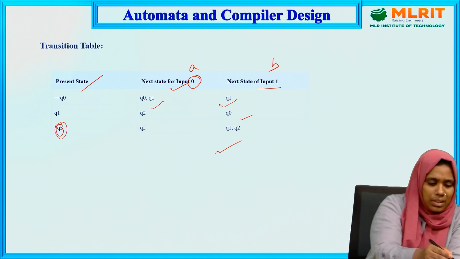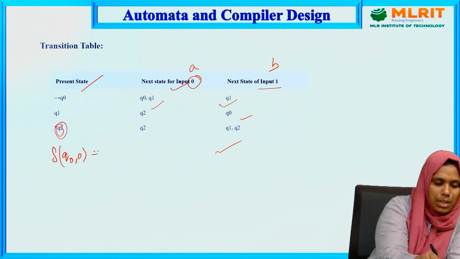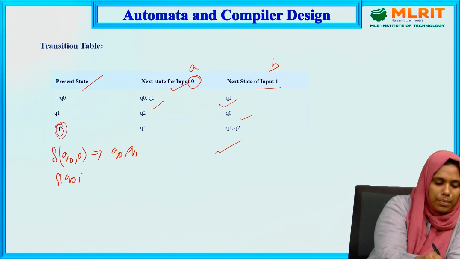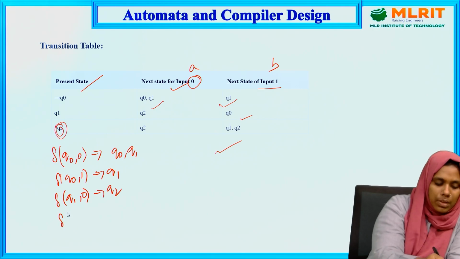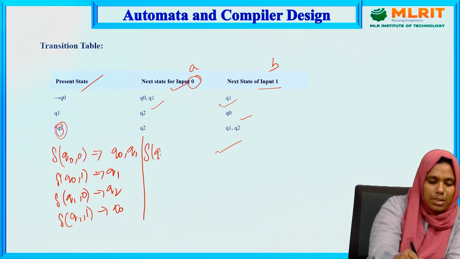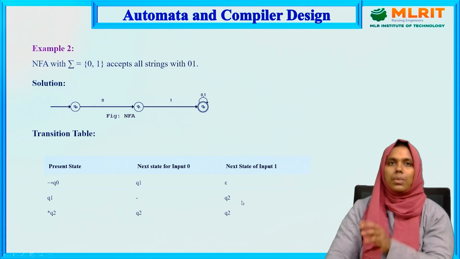In the same way, the transition function is also very easy. For example, Q0 of 0. What is Q0 of 0? Q0 comma Q1. Q0 of 1. What is Q0 of 1? Q1. Transition of Q1 of 0, Q2. Transition of Q1 of 1, Q0. In the same way, transition Q2 of 0, Q2. Transition of Q2 of 1, Q1, Q2. This is the one. The next one we'll see with one more example.